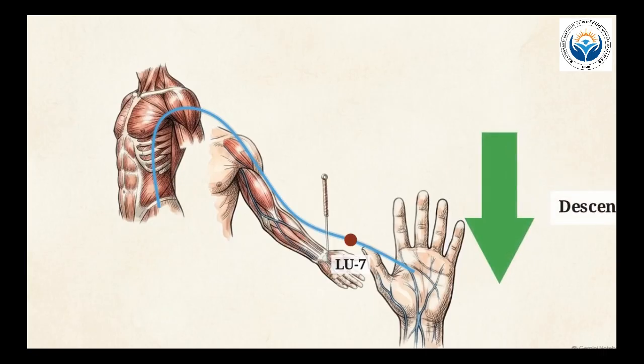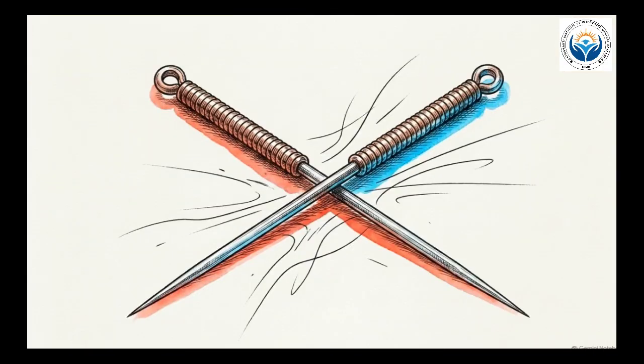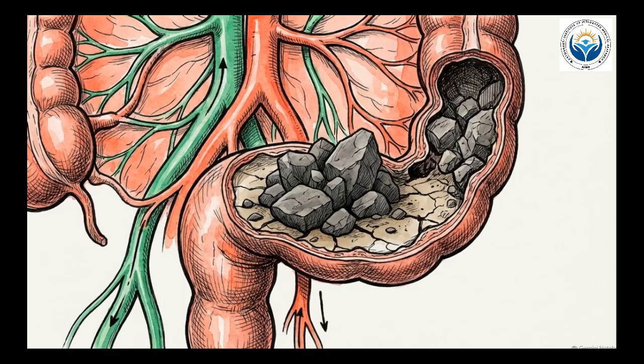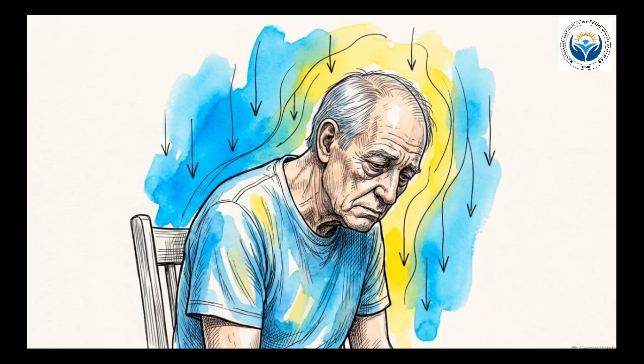Here is the contradiction. Classroom theory states that angling the needle distally, toward the fingers, promotes descending qi, but angling the needle proximally, toward the elbow, also promotes descending qi. If both directions force qi downward, does the specific angle of your needle actually matter? It matters because applying the wrong directional vector can leave the constipation untouched, or in some cases, leave a vulnerable patient weaker than when they arrived.